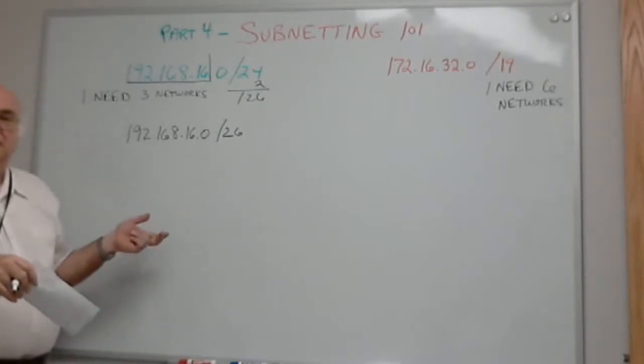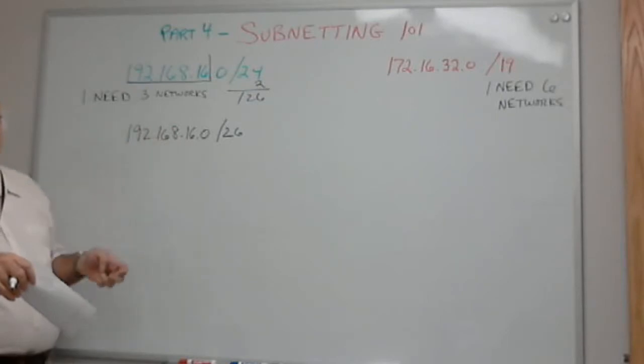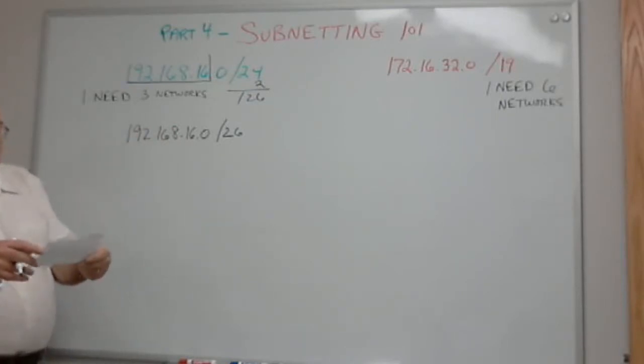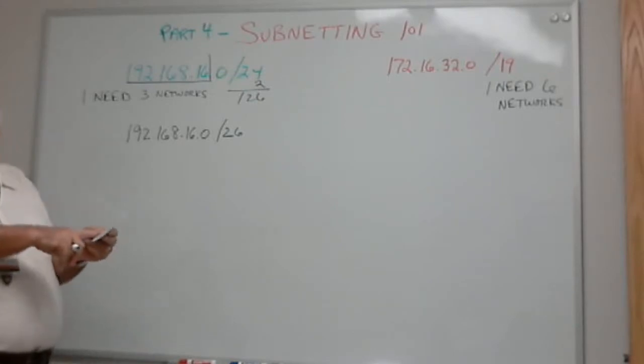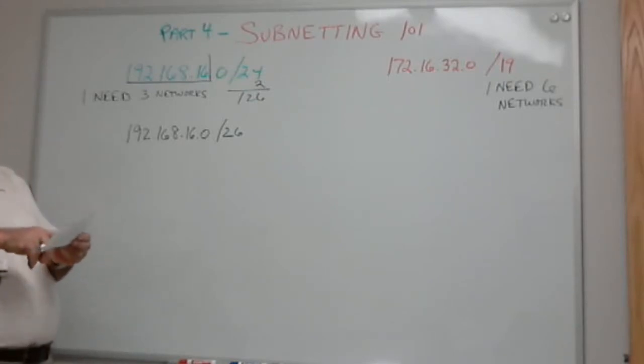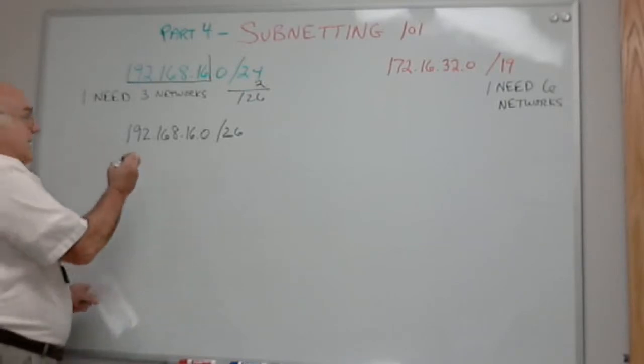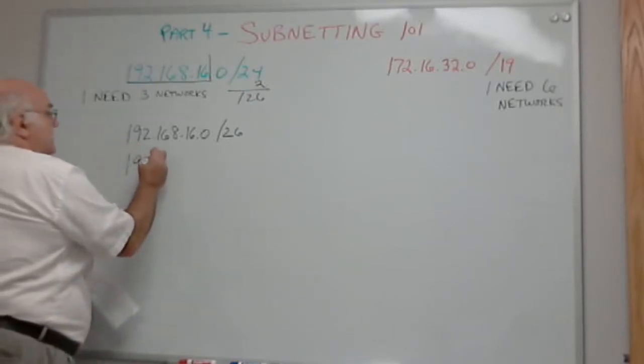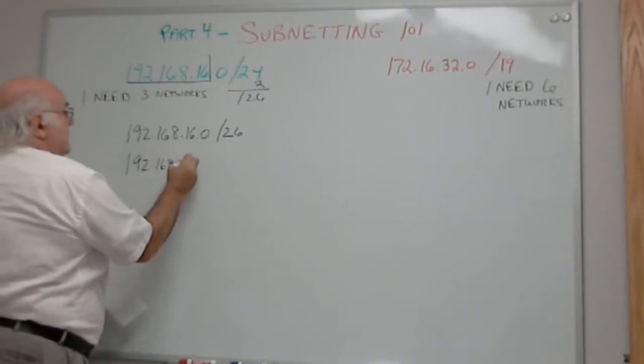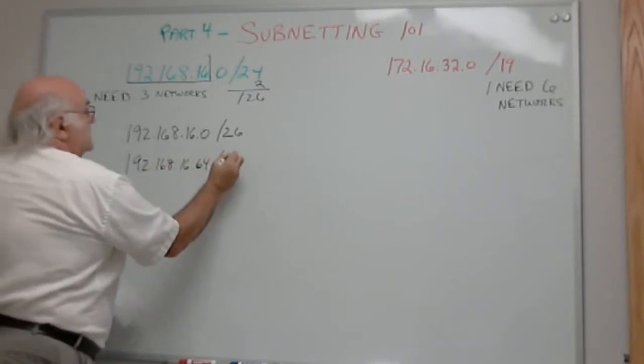Now I need to know how big these networks are, how many hosts I can have in these networks, so that I can find my next network. If you go to /26 on your little card, you'll notice it's part of the 4th byte. If you go up from there to bit positional value, you'll see 64. 64 is going to be the size of my networks. So my next network is going to be 192.168.16.64/26.